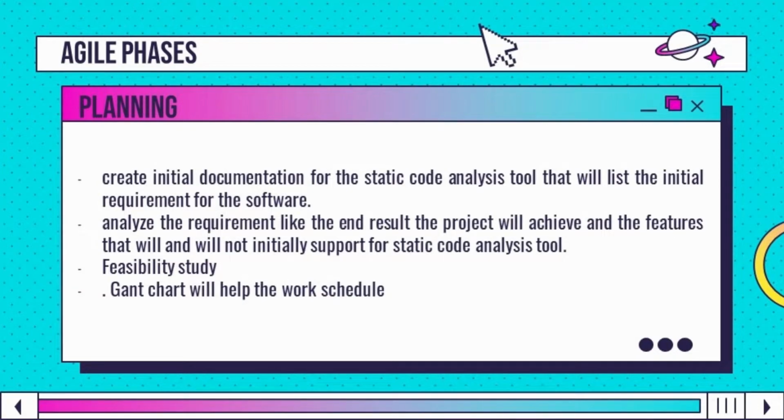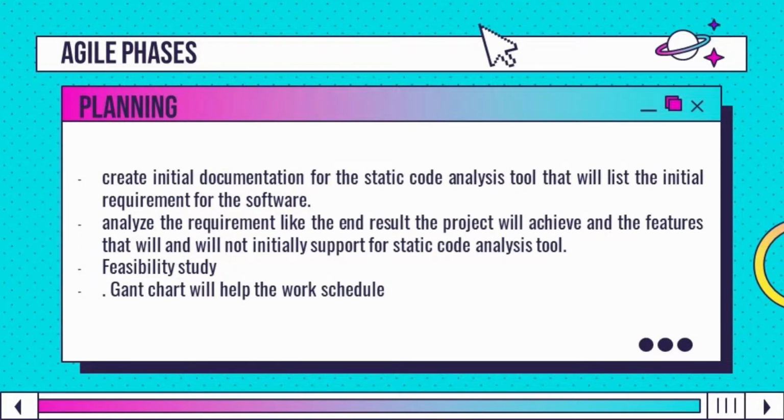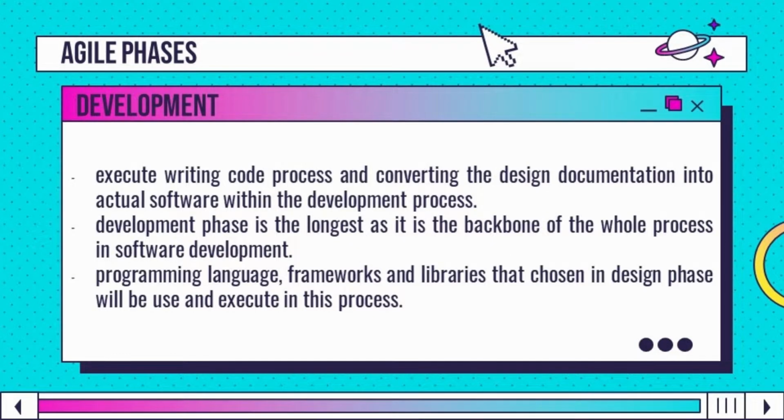There are 6 phases in the agile method: planning, design, development, testing, deployment, and review. In the planning phase, initial documentation is created to list the initial requirements of the software. The development team will analyze the requirements, like the end result the software will achieve and the features that will and will not initially be supported. The team will also do a feasibility study to discuss relevant factors, such as economic, technical, and legal, to develop the software. A schedule and Gantt chart are also planned to help the work schedule of the software.